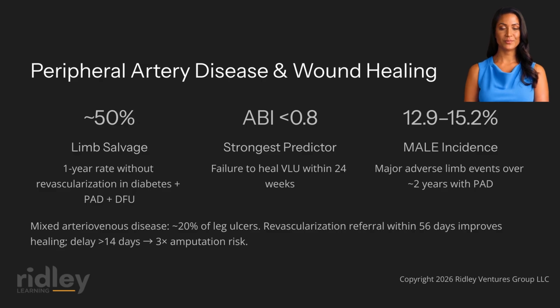These data make a compelling case for getting patients to vascular consultation and intervention as quickly as possible when they present with ischemic wounds. PAD is also the strongest single predictor of failure to heal venous leg ulcers within 24 weeks, with an ABI less than 0.8 carrying an adjusted odds ratio of 9.25. Mixed arteriovenous disease accounts for approximately 20% of leg ulcers and requires careful vascular assessment before starting compression therapy.